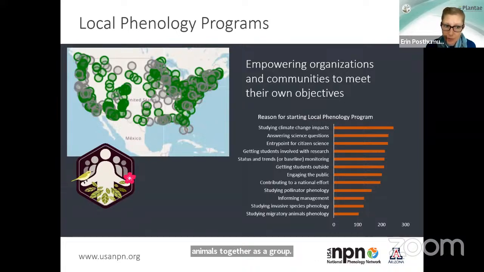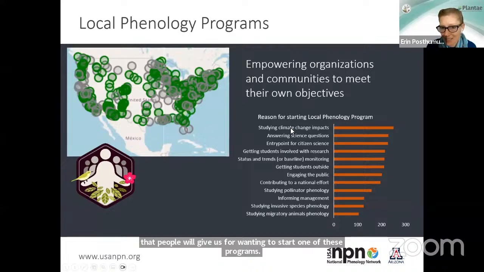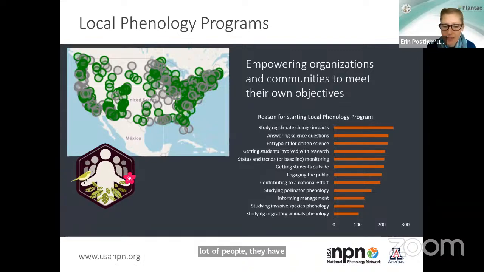So we encourage these groups to come up with their own objectives for doing data collection. We're trying to put science in the hands of people that want to collect it for their own purposes. And so this graph here shows the various reasons that people give us for wanting to start one of these programs. The top one is understanding climate change impacts. A lot of people, they have plants or animals that they care about, and they want to see with their own eyes what is happening with these plants and animals. So they set up a data collection site, they add those plant and animal species, and then they track them over time.